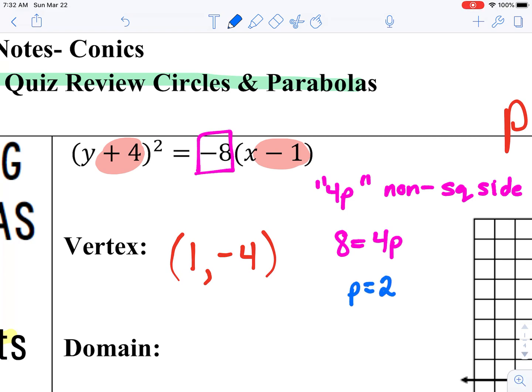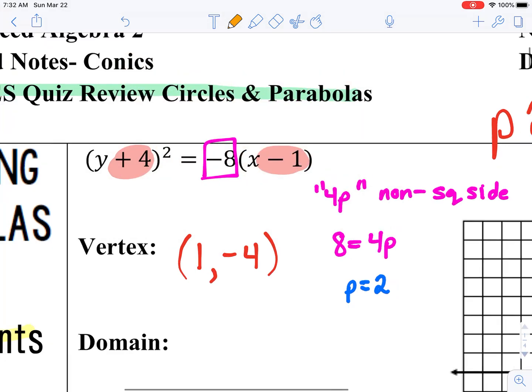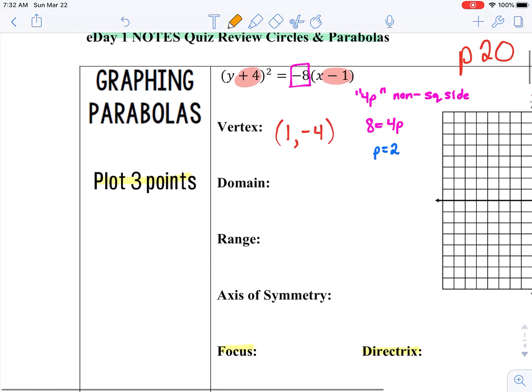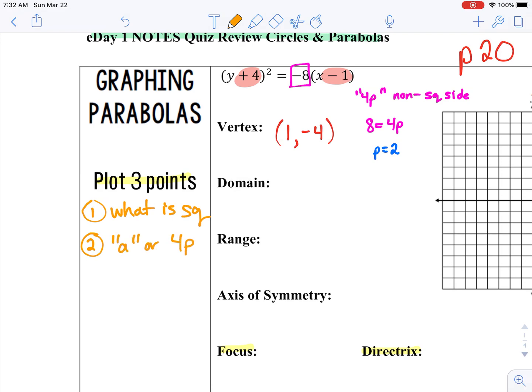Before we start to graph, it's very important to think about what direction it is opening. And we asked ourselves a couple questions. The first question we asked ourselves was, what is being squared? And the second thing we asked ourselves, is it an A or 4p value? Is it positive or negative? And then we went from there.